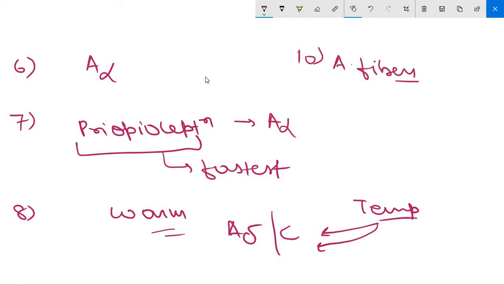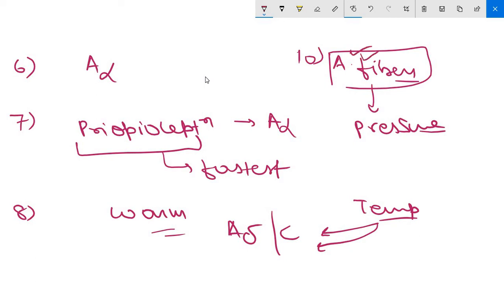Type A fibers are most susceptible to pressure, as we have discussed. Pressure on a nerve can cause loss of conduction in large diameter motor and touch pressure fibers, while pain sensation remains relatively intact. For fibers we have discussed three things: hypoxia, pressure, and local anesthesia. For hypoxia, B is most susceptible; for pressure, A; and for local anesthesia, C. So the answer will be pressure. This is an applied question.